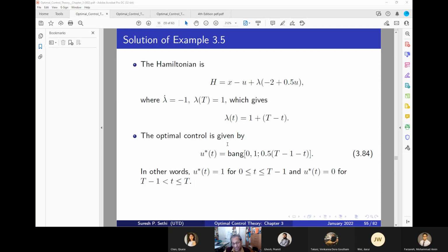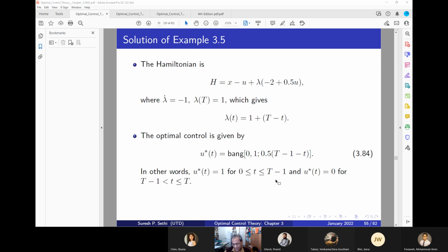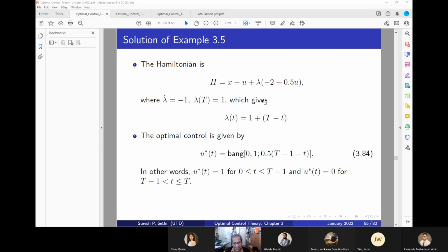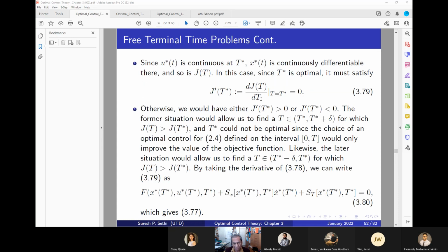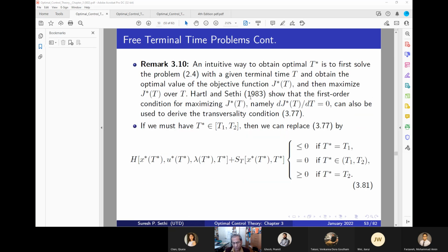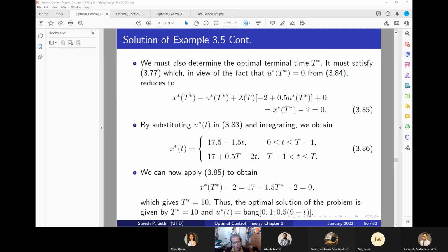But that's half the problem now. We still need to find T star. So we know that if we do that, then U star T star is equal to 0. Right? Because remember we need this quantity in the Hamiltonian. You see here, we need this. We have that. So we go there. We have lambda T star. So we put all those values.